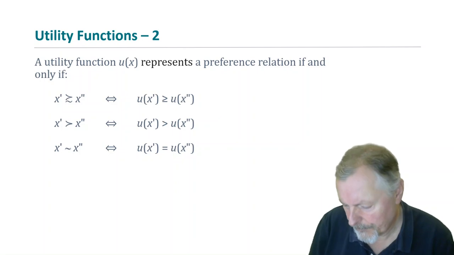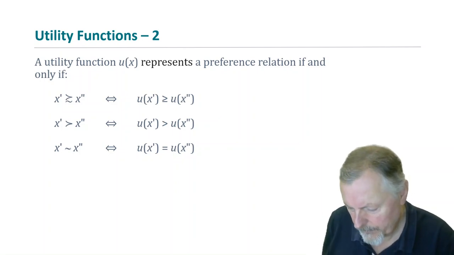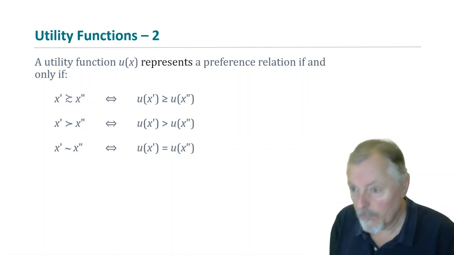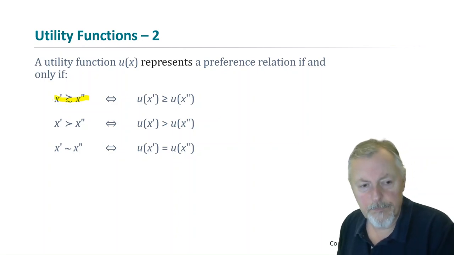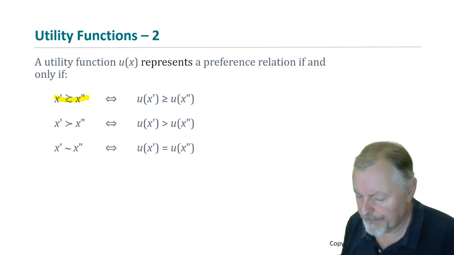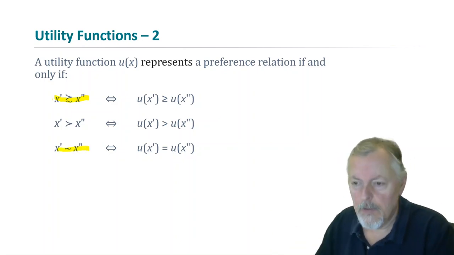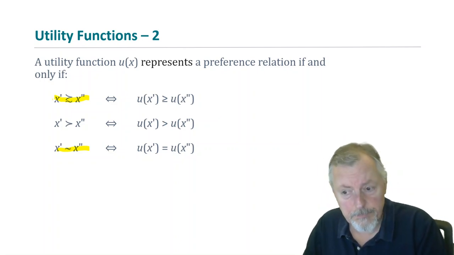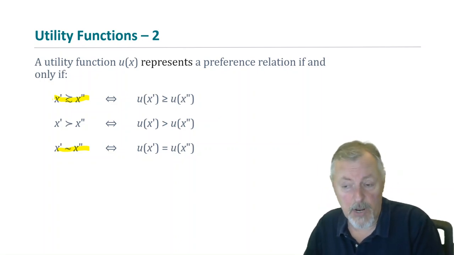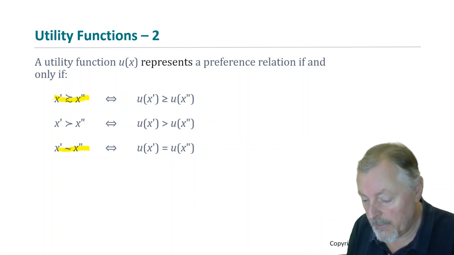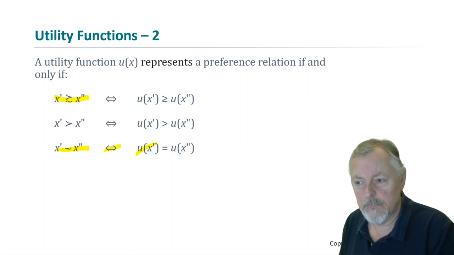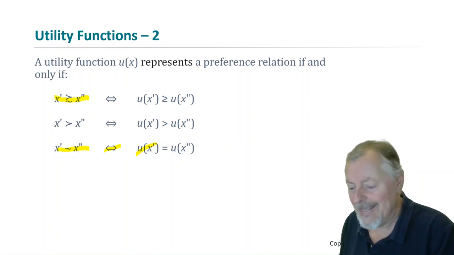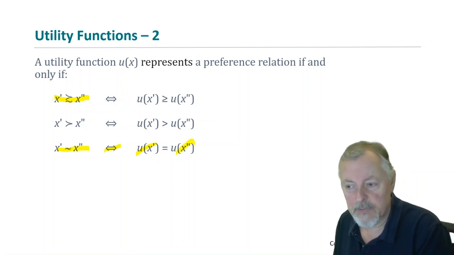So here, we say that X1 being weakly preferred, actually, let's work from the bottom up. This person is indifferent between X prime and X double prime if and only if, which is what that symbol means, the utility this person gets from X prime is equal to the utility they get from X double prime.